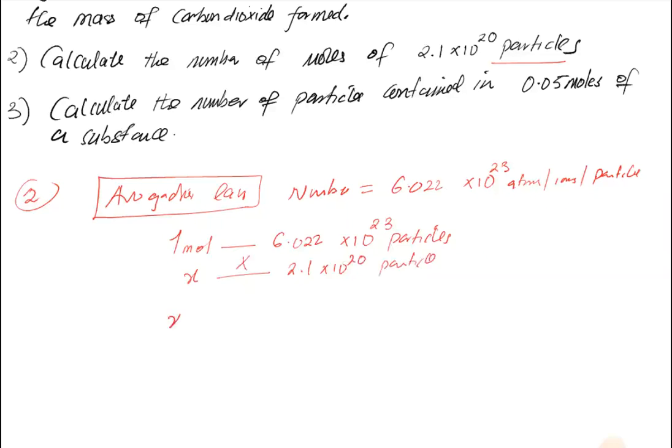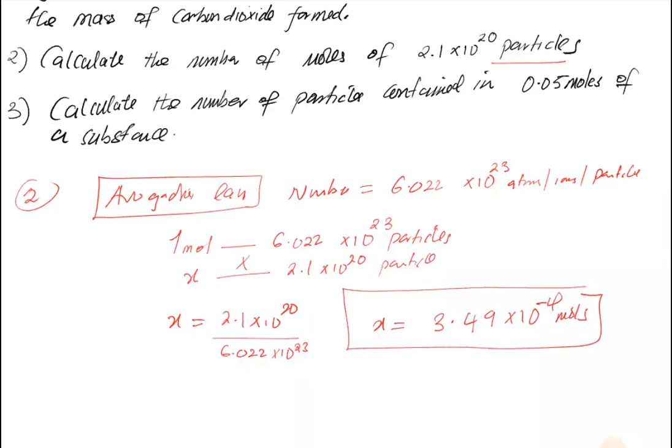Crossing multiply gives us x being equal to 2.1 times 10 to the power 20, we divide by 6.022 multiplied by 10 to the power 23. So we are just dividing that. So 2.1 times 10 to the power 20, divided by 6.022 times 10 to the power 23. So it's giving me 3.4, I'll just say 0.9 times 10 to the power negative 4 moles. So these are the number of moles contained in those particles.